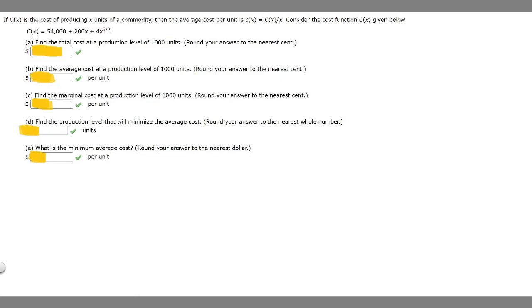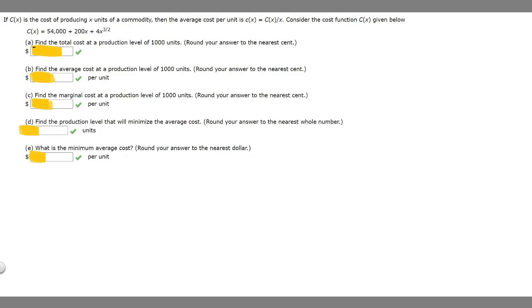Find the total cost at a production level of 1,000 units. So basically, to solve this, we just need to plug in 1,000 into our cost function. So if we go ahead and do that, 54,000 plus 200 times 1,000 plus 4 times 1,000 to the 3 over 2.